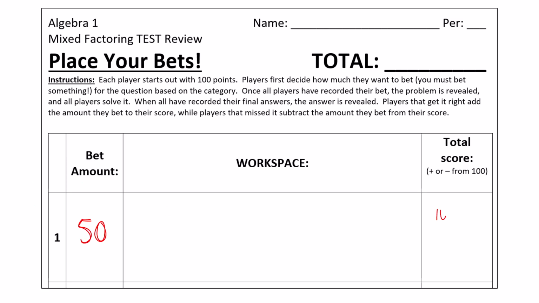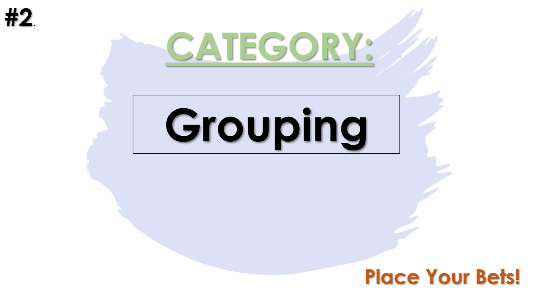Okay, so calculate your new total. Remember, you're adding or subtracting based on if you got it right or wrong. Again, that's just for fun, so play along, but make sure you're putting in the practice. Okay? Next category is grouping. So this question will be grouping. All of these questions could possibly have a GCF first, right? But the category is what type of factoring you will then be looking for.